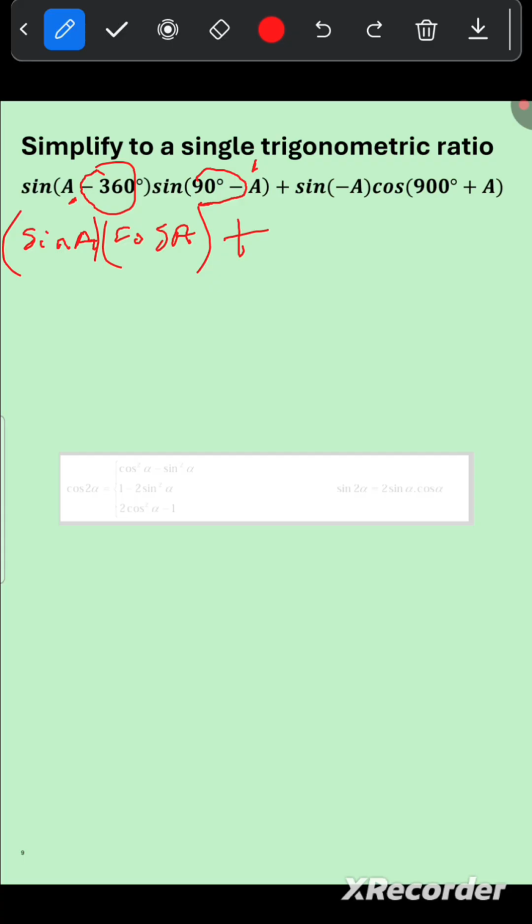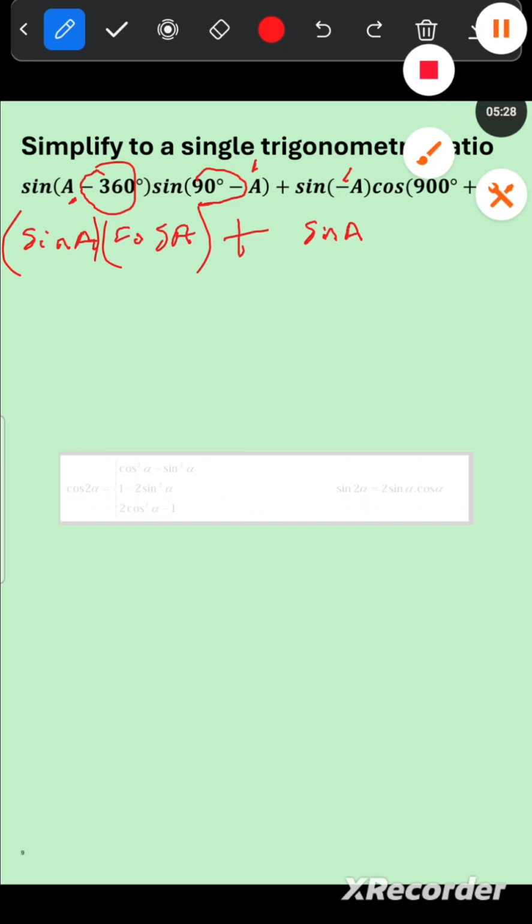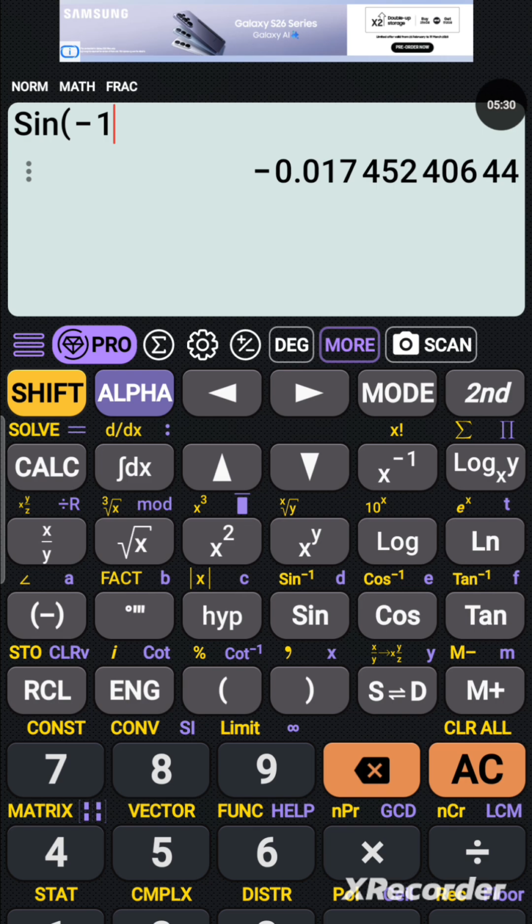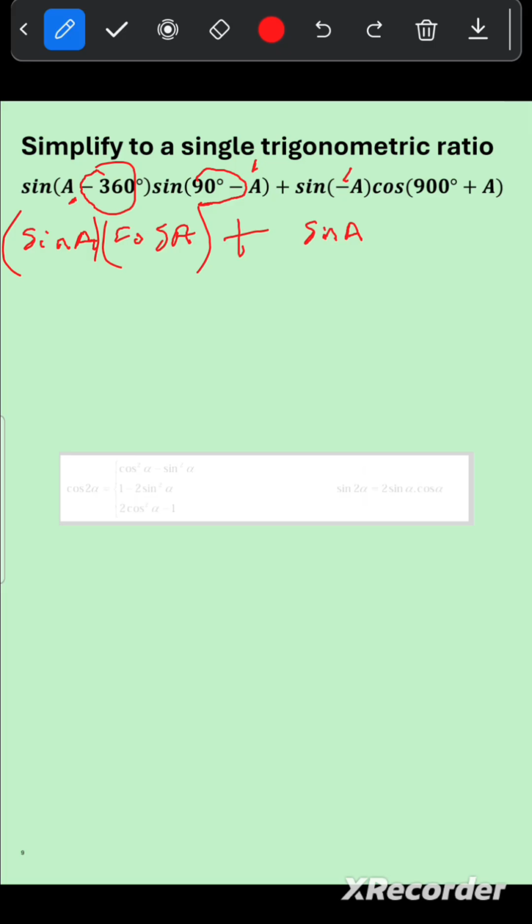I drop the negative sign here, it becomes sine A. Then determine whether it's positive or not. In the calculator, it gives us a negative. And since we got a negative answer, it means now this is negative.